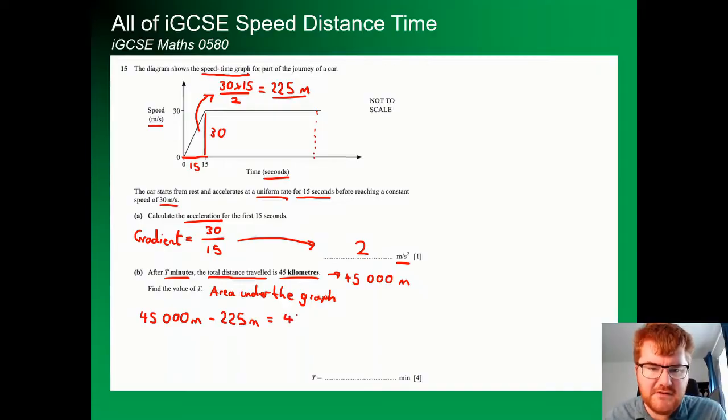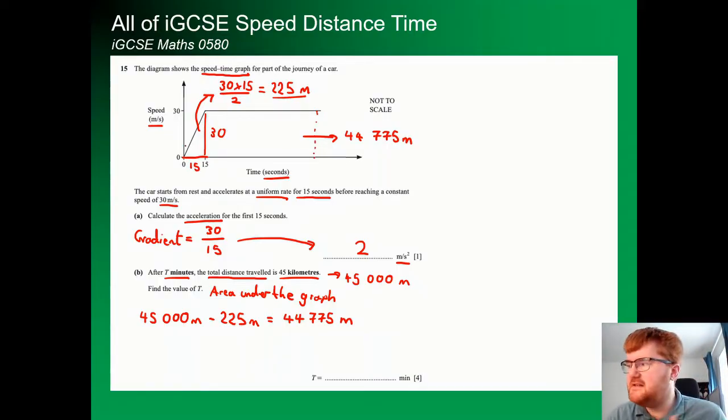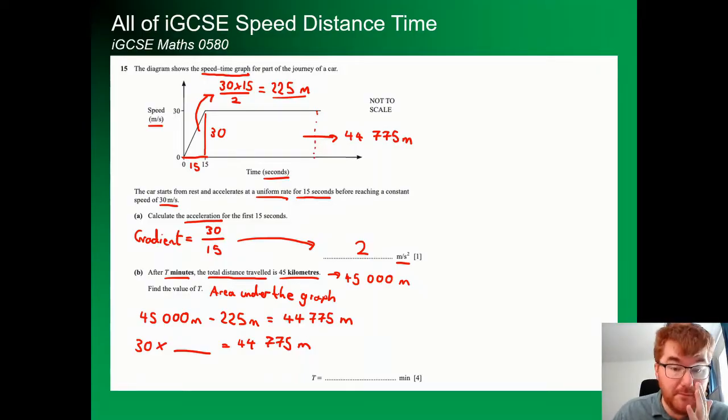So I'm going to do 45,000 meters because that's my total, and take away 225 meters. And that gives me 44,775 meters. Right, so I want this area under the graph here to be equal to 44,775 meters. We know the height is 30 here, so essentially what I'm saying to myself is 30 times something, so that's going to be the length here, is equal to 44,775 meters. Notice we're working in seconds and meters for the moment.